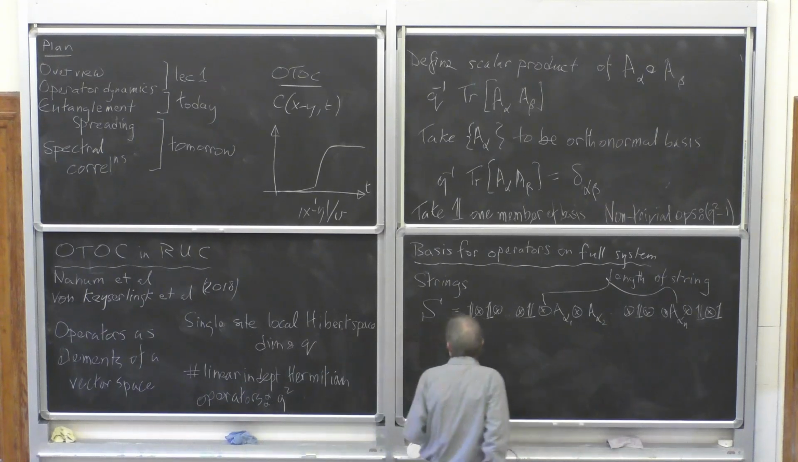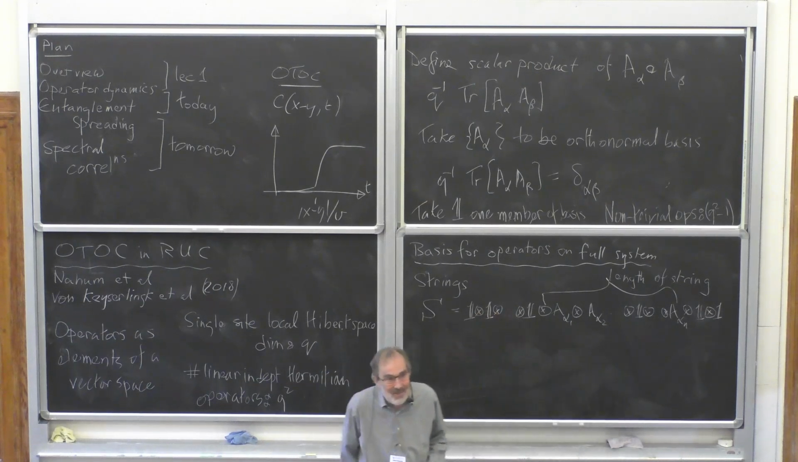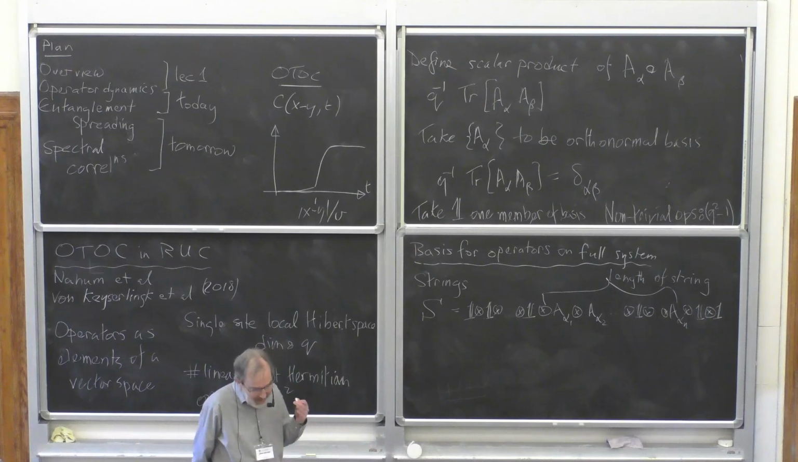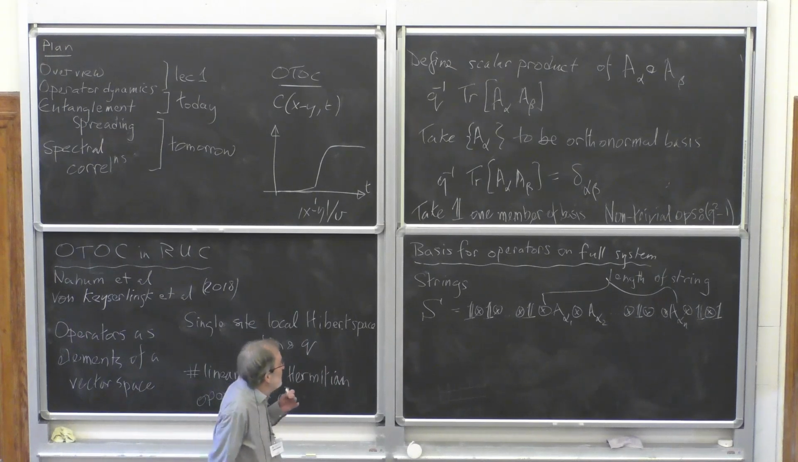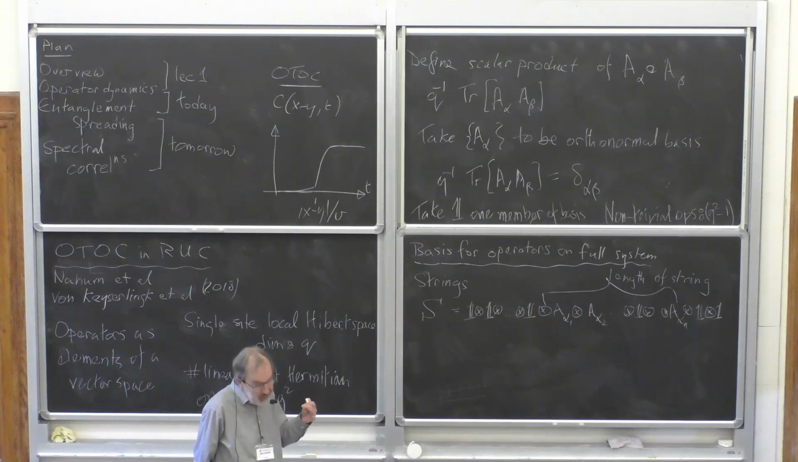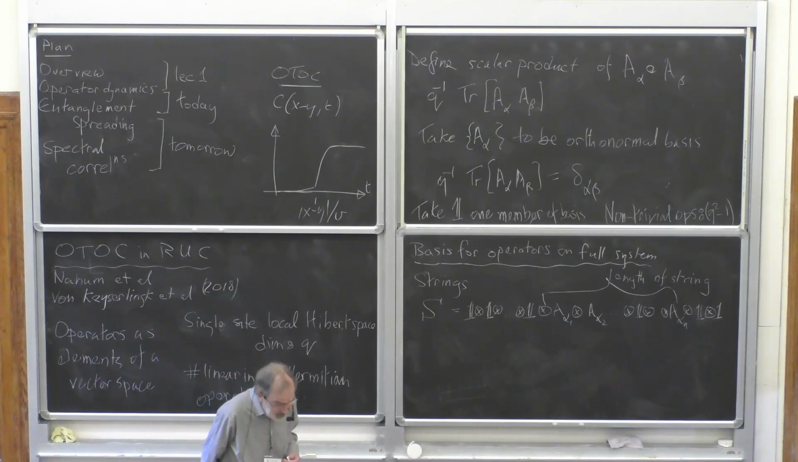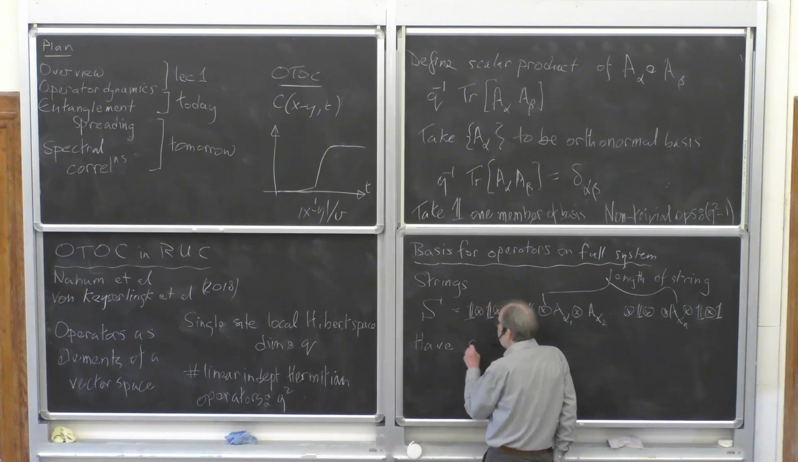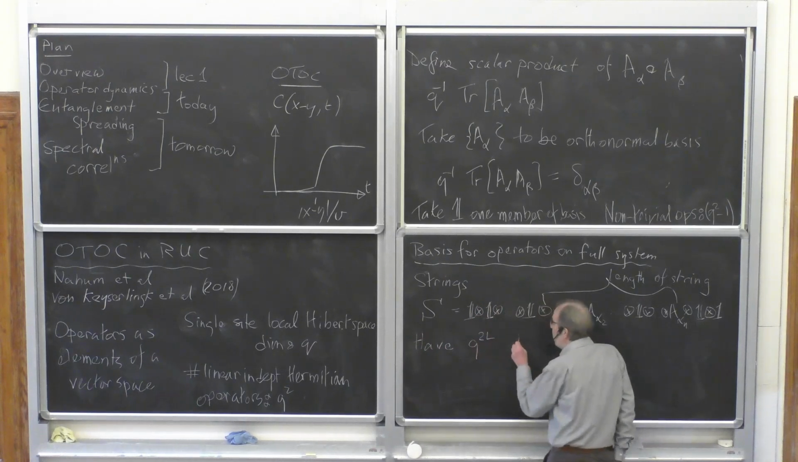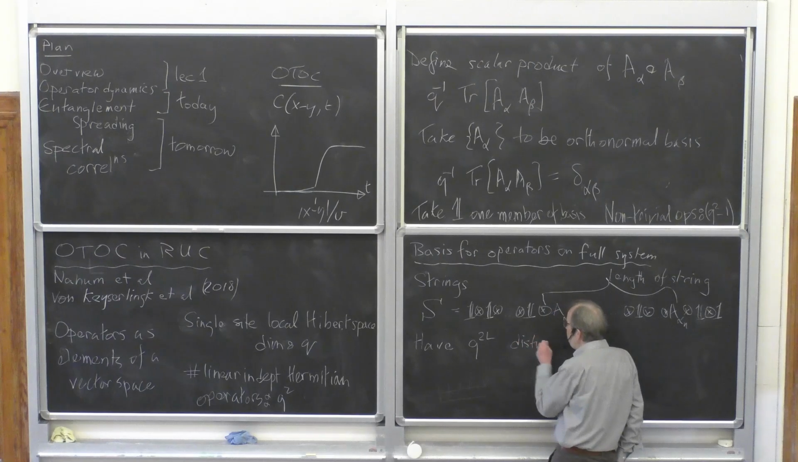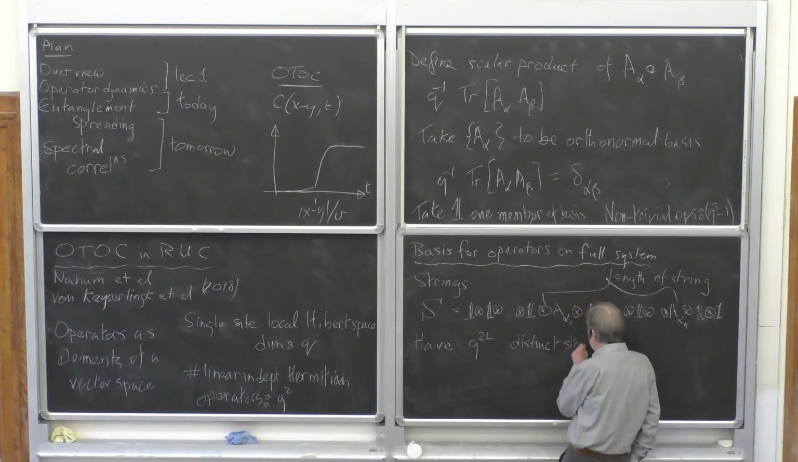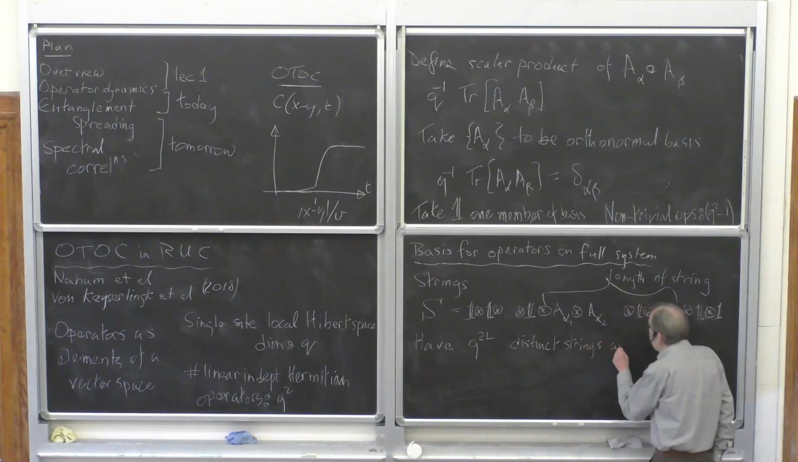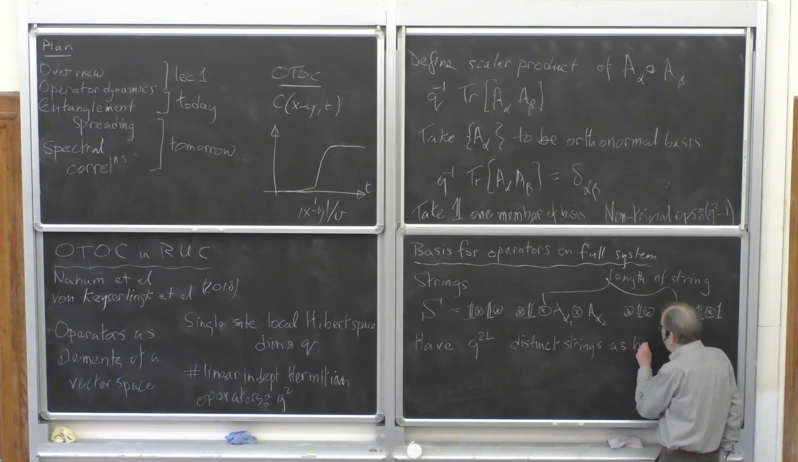Okay, so how many strings do we have? Well, these are operators on a Hilbert space of dimension Q to the power L, and the number of basis operators is the square of the Hilbert space dimension. So we have Q to the 2L distinct strings as the basis.